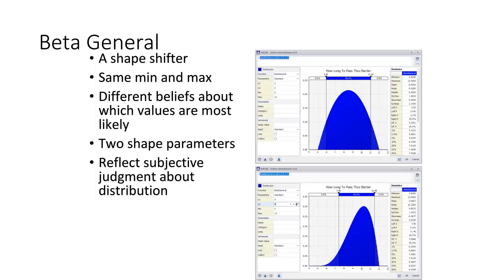And down on the bottom, you see this is a distribution that we would use if we think it's more likely that it's going to be closer to 12 than to 5. So you have two shape parameters here. You would put in the minimum and the maximum, and you have an alpha 1 and an alpha 2, and they affect the shape of the distribution, how that blue shape covers the number line from 5 to 12. So I'm going to suggest you just play with those alpha 1 and alpha 2 parameters and see how they change things. Okay? You use this distribution to reflect your subjective judgment about a value.